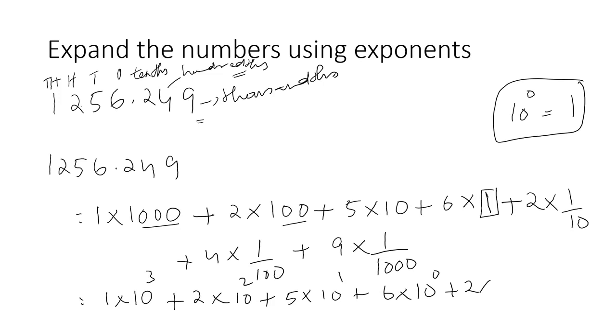Plus 2 into, what is 1 by 10? 1 by 10 means 10 raised to minus 1. Plus 4 into 1 by 100. 1 by 100 means 10 raised to minus 2. And 9 into 1 by 1000. 1 by 1000 means 10 raised to minus 3. So this is how you expand the numbers.